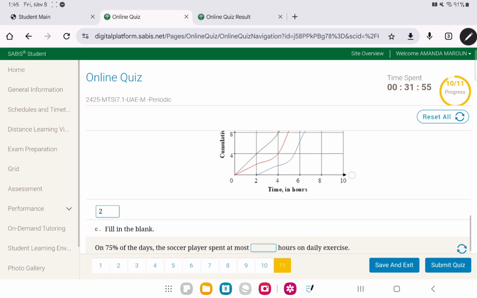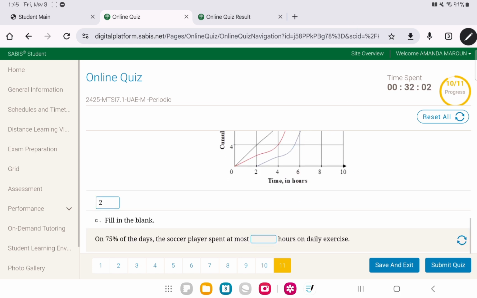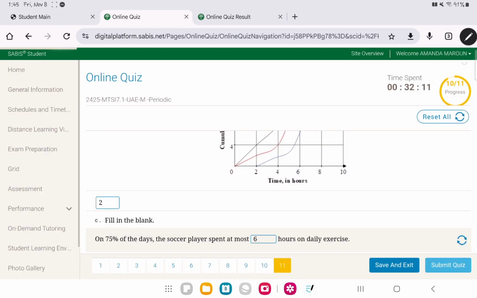Now we are gonna go check at 12, okay? What was our time? Our time was 6 hours. So they spend at most 6 hours on daily exercise on 75% of the days. Now we're gonna submit and check. Inshallah, we don't have any mistakes.